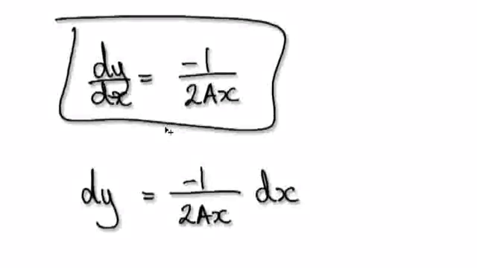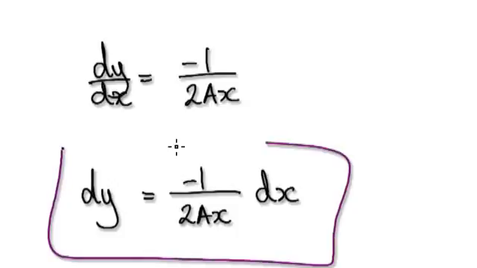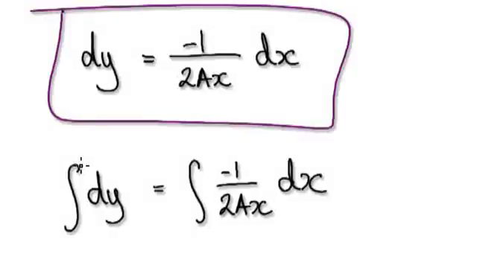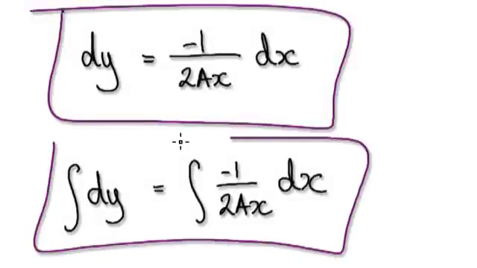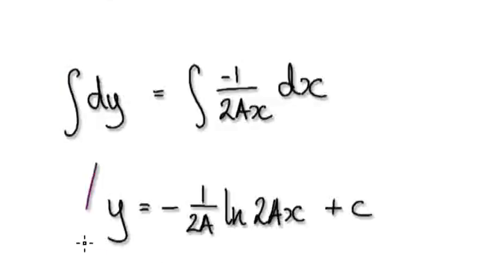we would then separate all the variables. So our normal routine: get all the x's on one side, all the y's on the other side. That will then take us to here, and then we integrate equally on both sides. That will then give us this here, and that will then give us this.